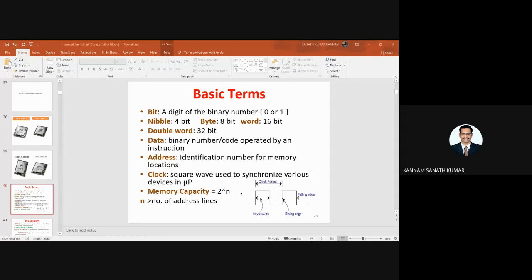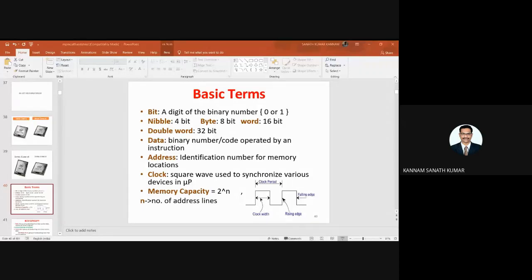Address is nothing but an identification number for a memory location. Suppose you want to find some value at location 2000. So 2000 is nothing but one address. Address is nothing but an identification number for a memory location.